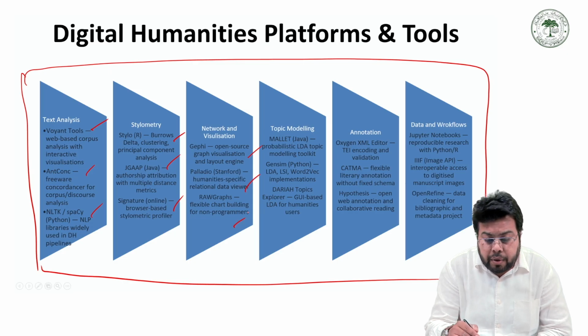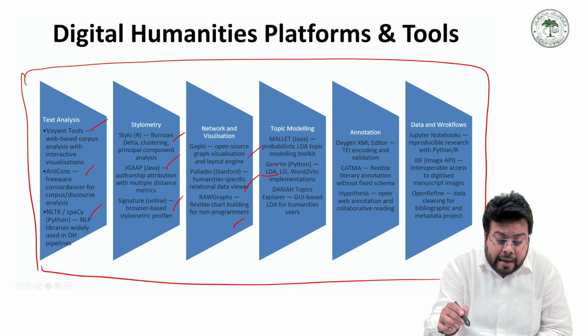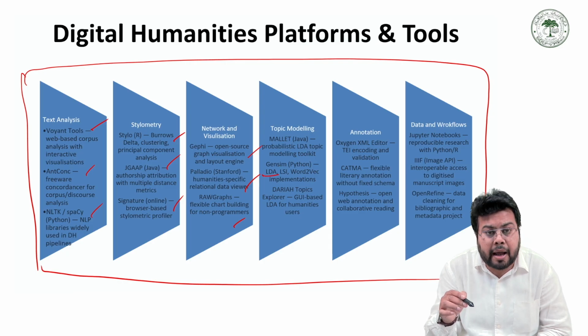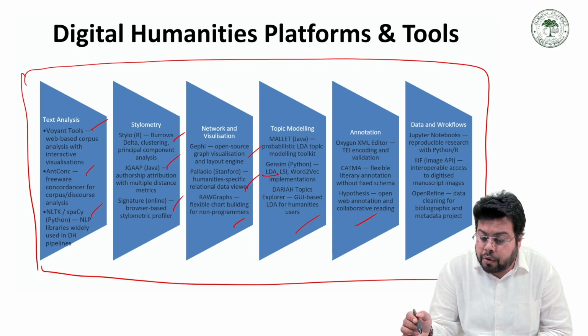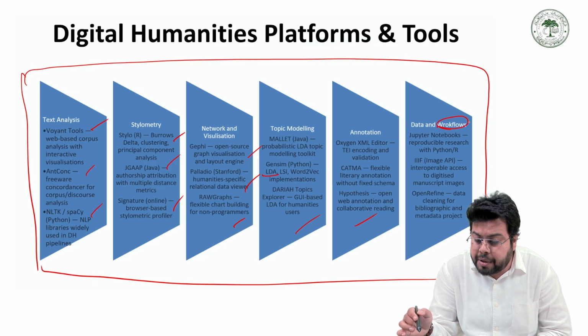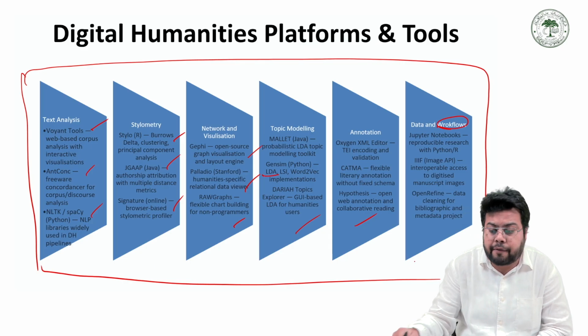For topic modeling, we have LDA, which is Latent Dirichlet Allocation. For annotation, we have Oxygen XML Editor, TEI encoding and validation, CATMA, and Hypothesis for open web annotation and collaborative reading. Then for data and workflows, we have Jupyter Notebook, the IIIF Image API, and OpenRefine. So these are the digital humanities platforms and tools.